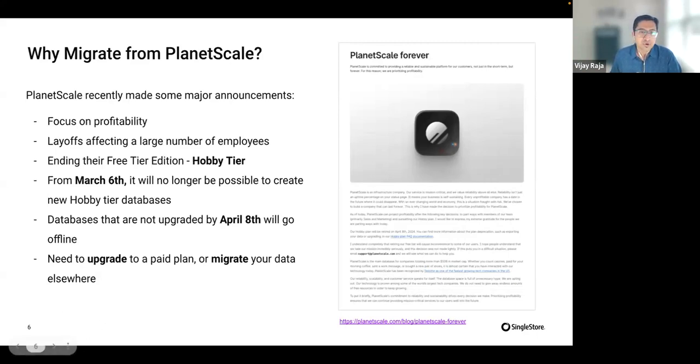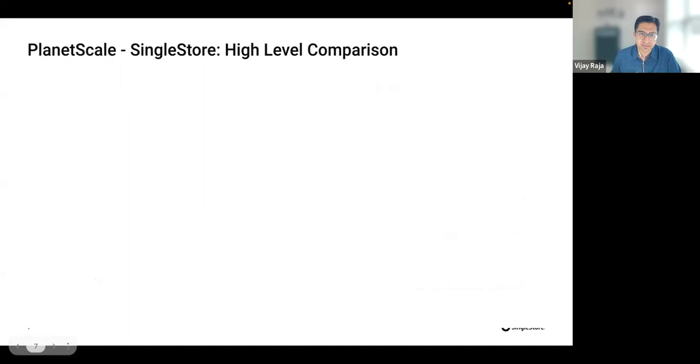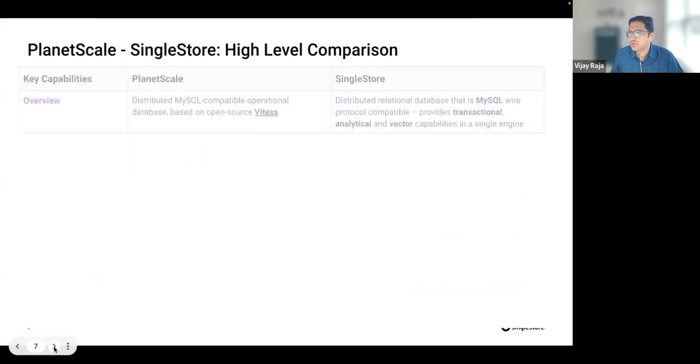Okay, so just given all of the background here, before we jump into the details, I want to do a quick high level comparison of PlanetScale with SingleStore, especially for folks who are not that familiar with SingleStore, to help you understand how similar or how different these two data platforms or databases are. Okay, so let's go through some of the basics.